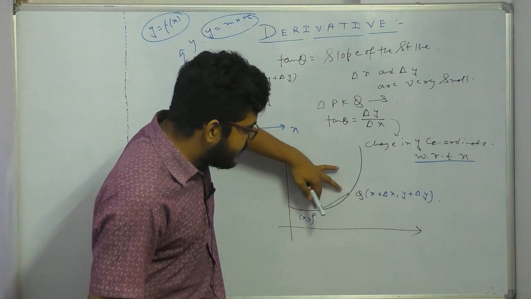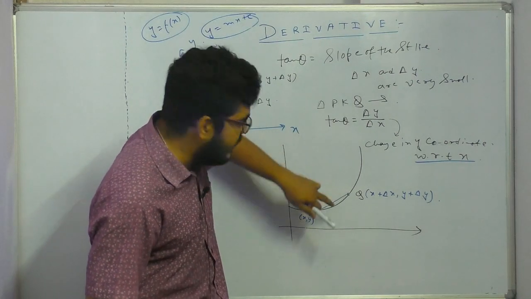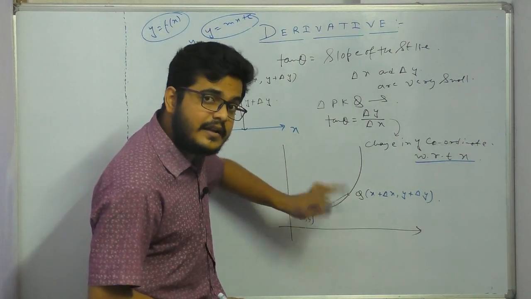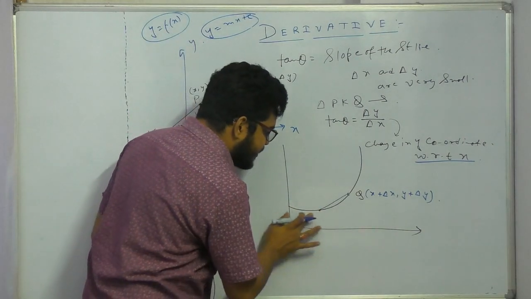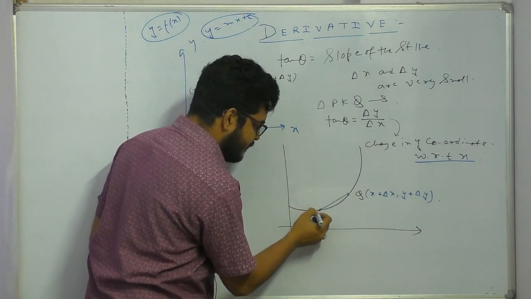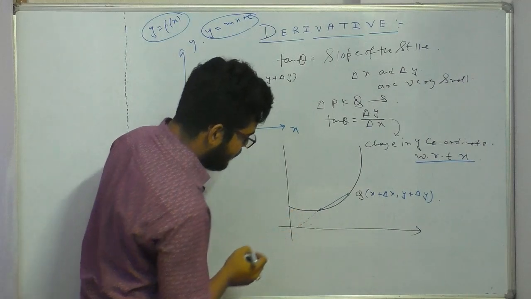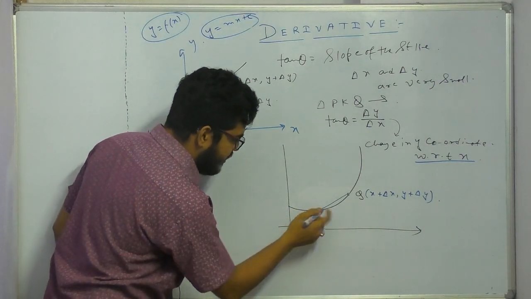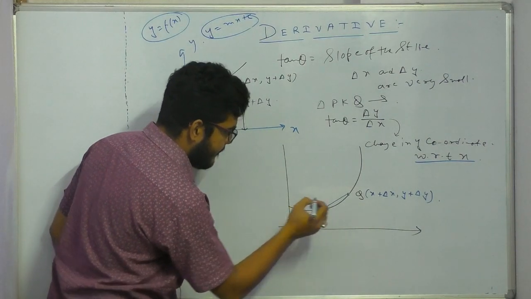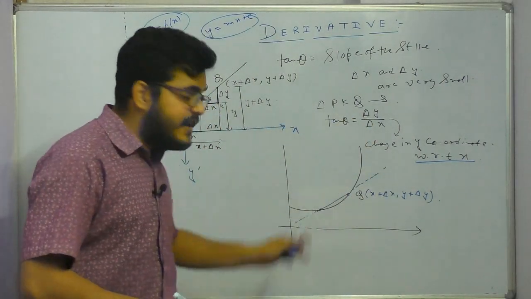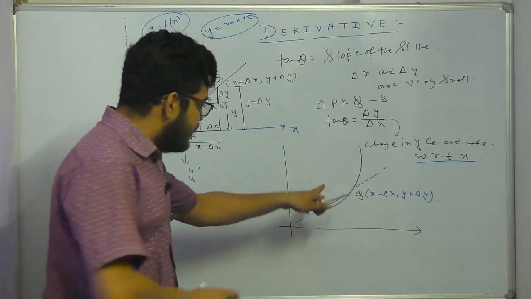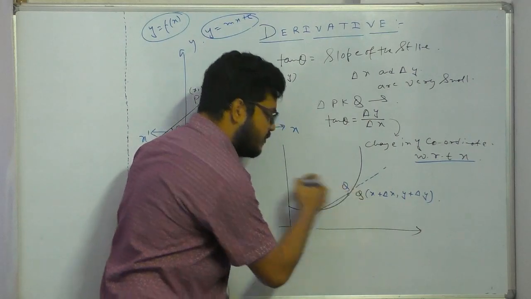Right now PQ is a straight line, and this is a curved line PQ under that. Then I extend this straight line like this, because a straight line has no starting point and ending point. This is a line segment PQ.